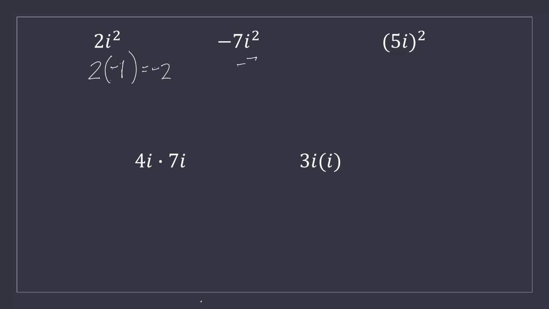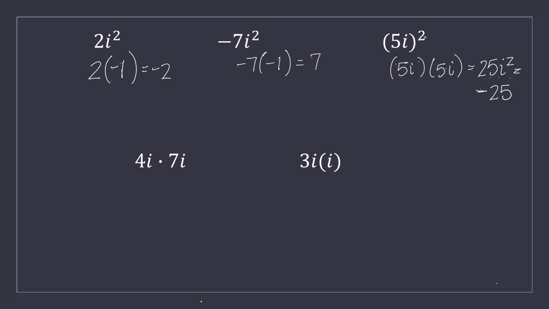Okay, over here I'm going to have -7 times -1 because i squared is -1, which gives me a +7. I hope you're starting to see a little bit of a pattern here. Now this one, my square root is outside. So I'm going to take 5i times 5i, which is 25i squared. Can't leave that i squared. So I'm going to multiply 25 times -1, which is -25.